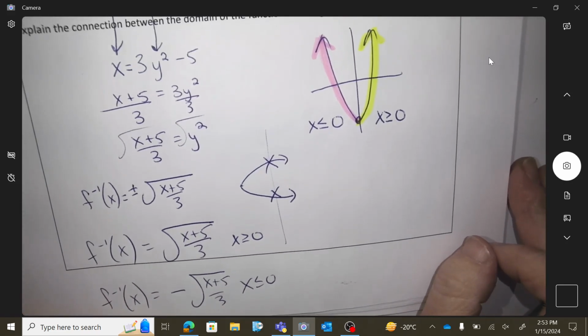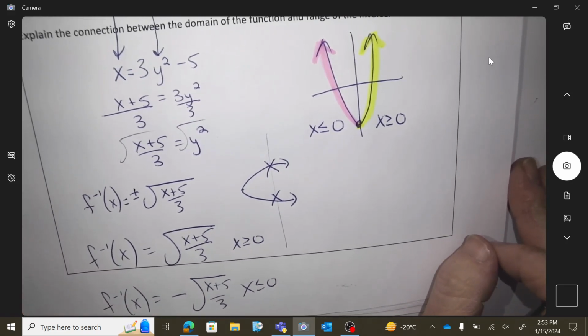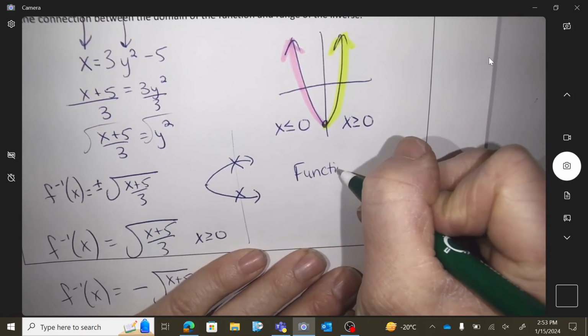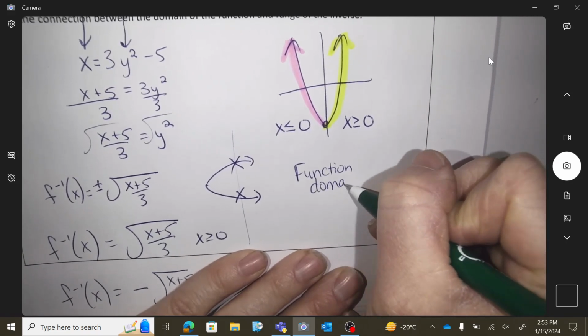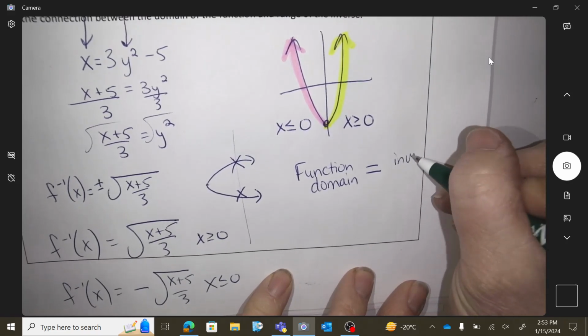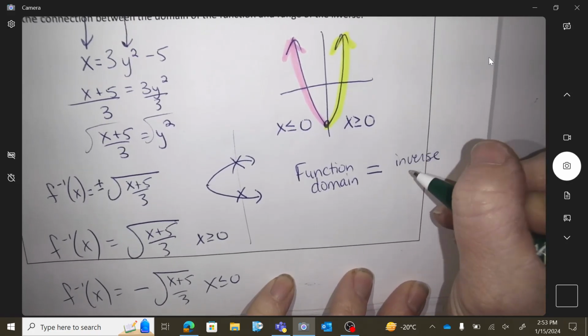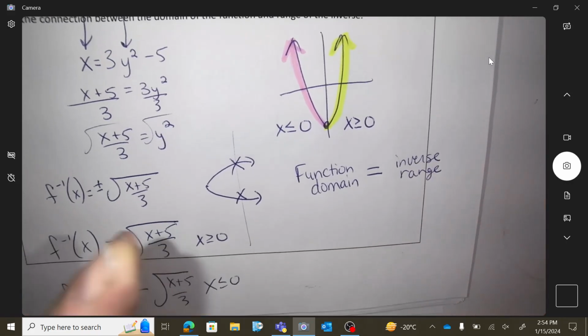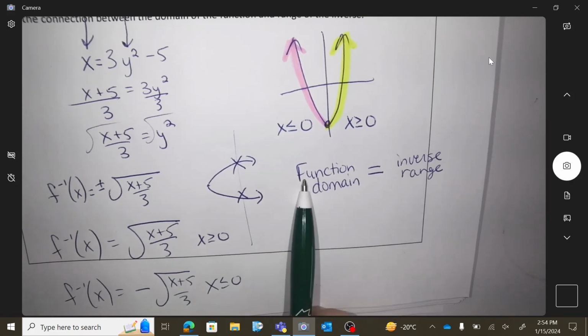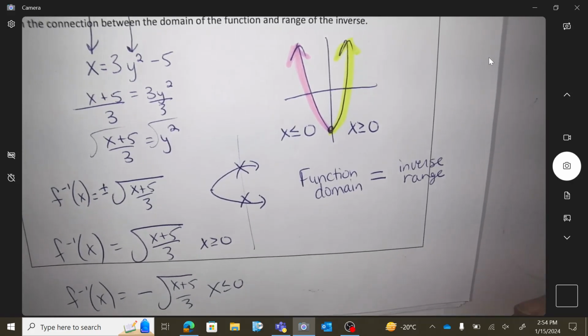Do you remember domain and range relationships with inverse? The function's domain is equal to the inverse's range, and vice versa. You get the picture? The function's range would equal the inverse's domain.